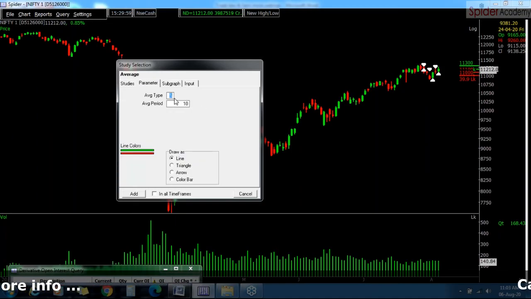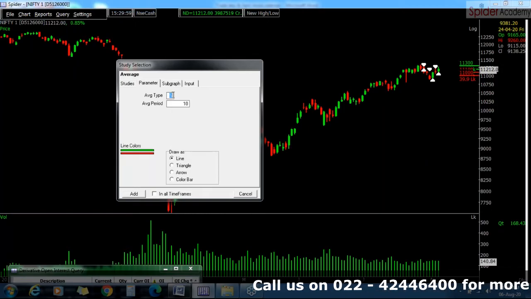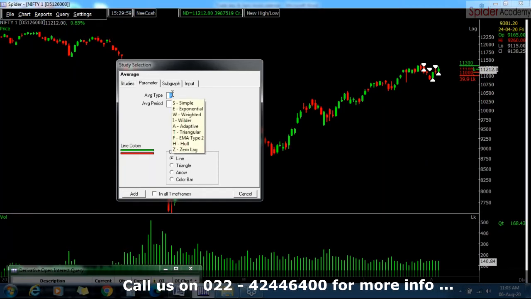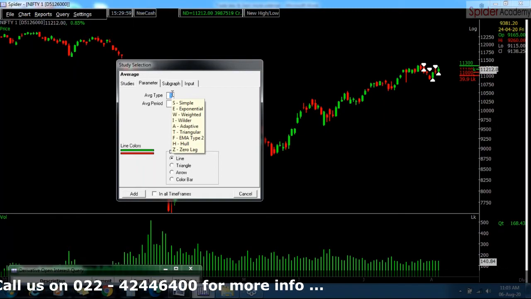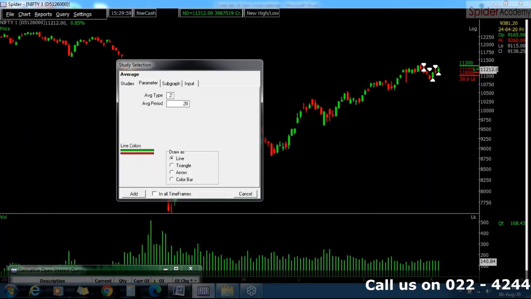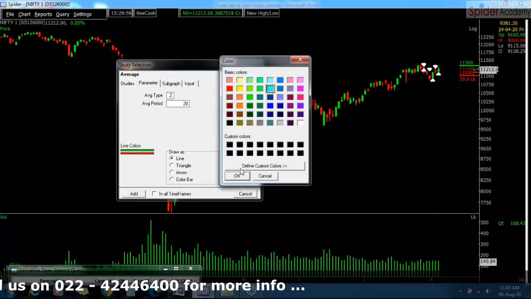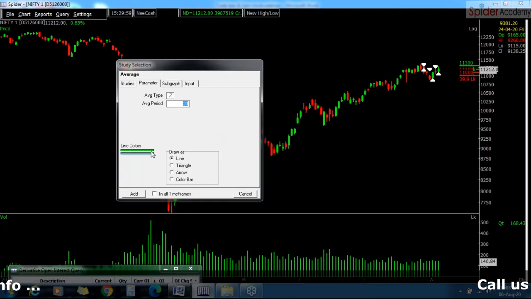As I take the cursor to this average type, I get the list of shortcuts for the average type. So for example, if I want to plot the zero lag moving average, I just need to mention Z over there. So I mention Z, then I mention the average period as 20. After that, I can select whichever colors I want. For right now, I am selecting blue color over here. I'm selecting both the colors as the same blue. Okay.